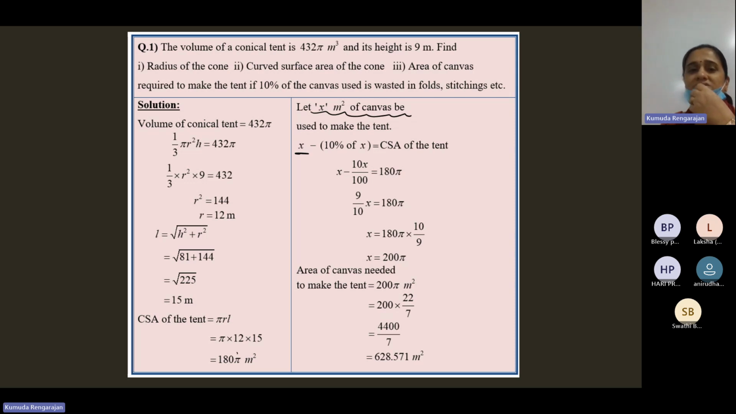Now you'll think, why is she saying only CSA? Why not TSA? Because in a tent, the material is only used to make the curved surface area. The floor of the tent is not covered; the cloth is not used to make the floor of the tent. When you put up a tent, normally this canvas material is used to put up the tent. This material is used to make only the conical curved surface area of the tent. The floor is just the ground. They don't cut the canvas in a circular shape and put it on the ground.